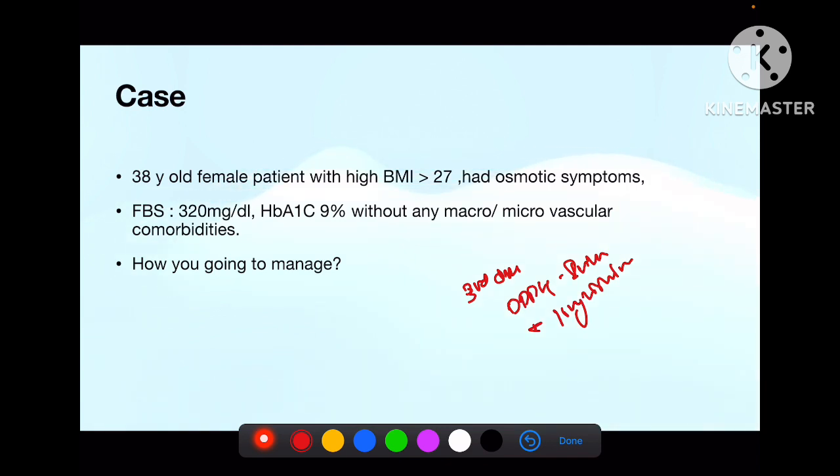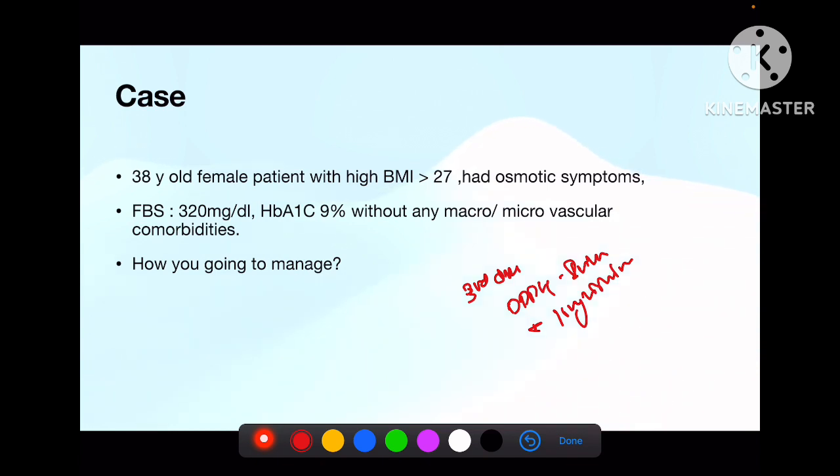Can you start a sulfonylurea as a second line drug for this patient? No, because sulfonylurea causes weight gain. If you give sulfonylurea on top of other drugs, then the patient might gain more weight. So you can't start a sulfonylurea for this patient. Pioglitazone is the same. It has a weight gain problem.